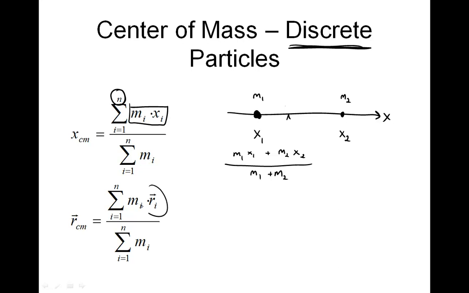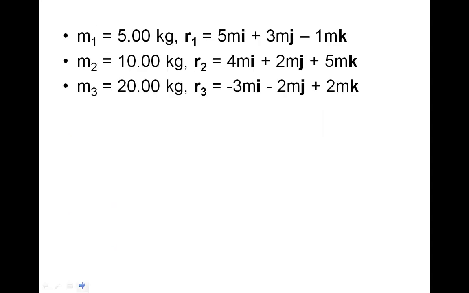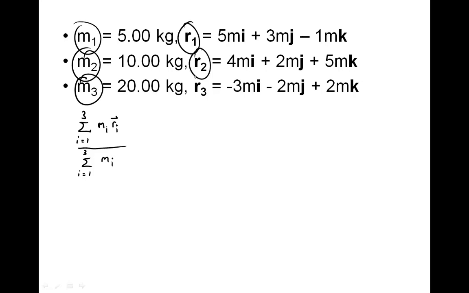In 2 or 3 dimensions, we do the same thing, except instead of multiplying by the x position, we multiply by the vector position. So it'll have an x and a y and possibly a z position there. So we'll run through an example here. I've got 3 particles, so it's going to be a summation i equals 1 to 3 of m sub i r sub i, that's a vector quantity, divided by the summation i equals 1 to 3 of m sub i, where i then is 1, 2, and 3, m1, m2, m3, r1, r2, r3.